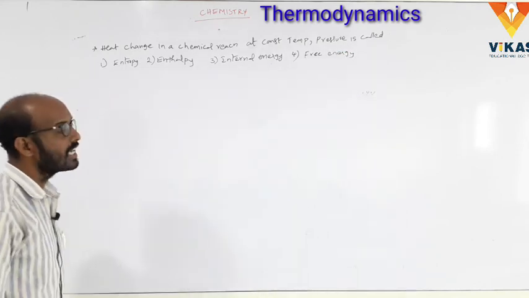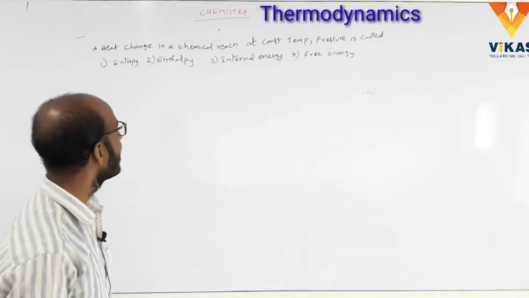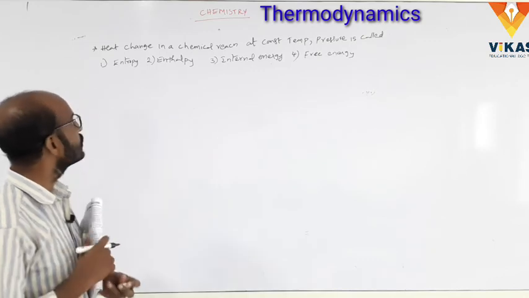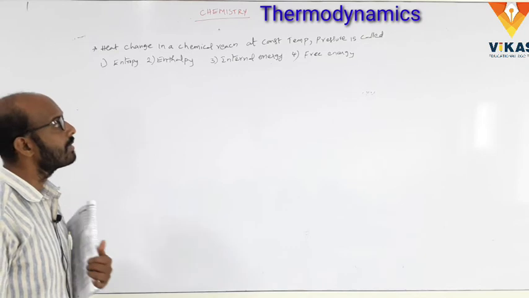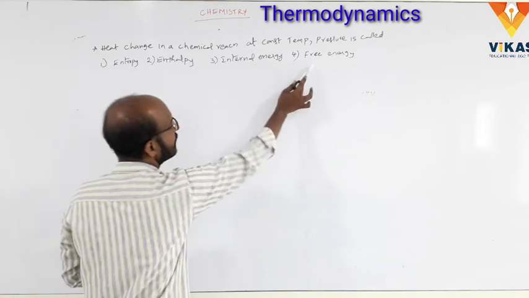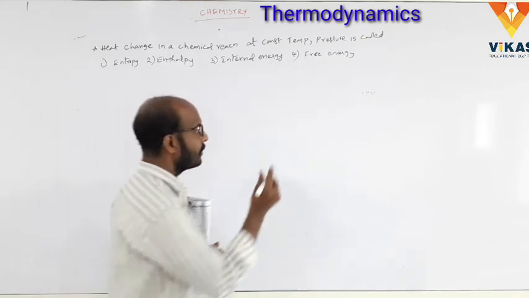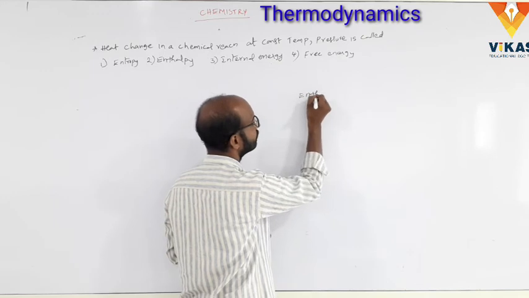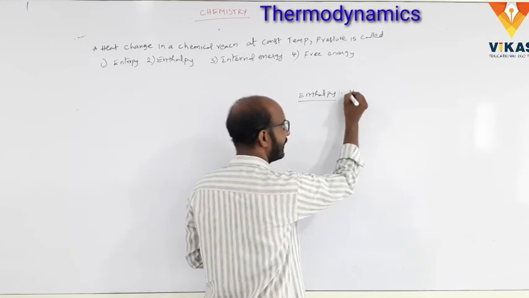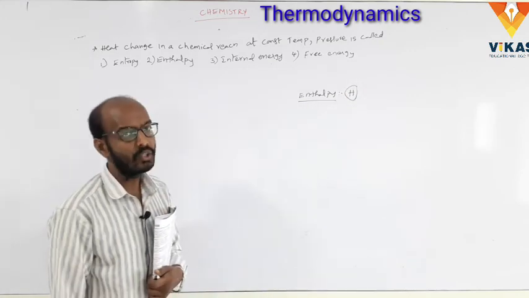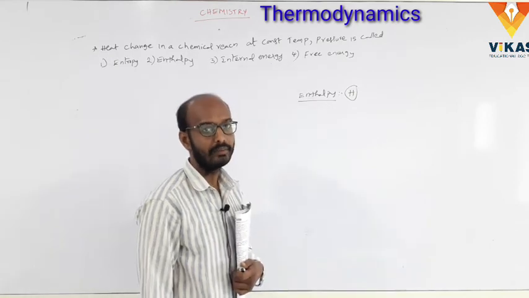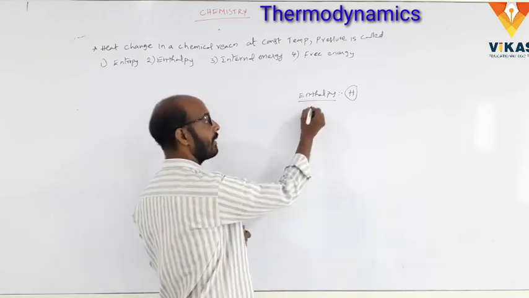So heat change in a chemical reaction at constant temperature and pressure is called entropy, enthalpy, internal energy, free energy. So we know the enthalpy. What is enthalpy? It is indicated by H. It is the total heat content. It measures the total heat content present in the system at constant temperature and pressure.